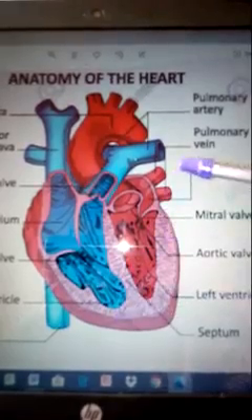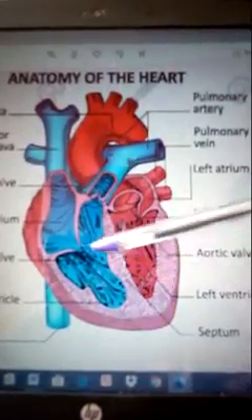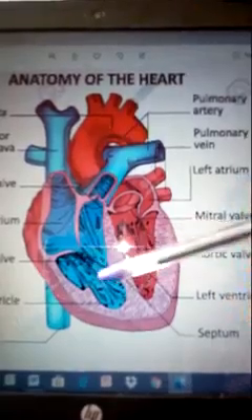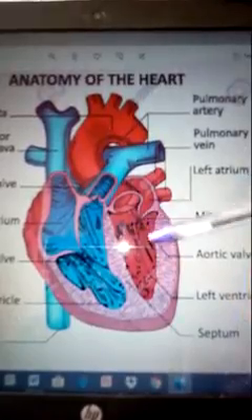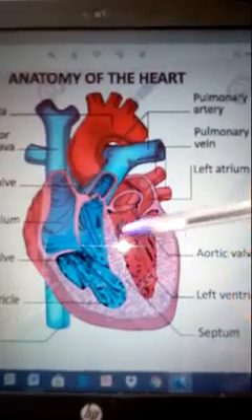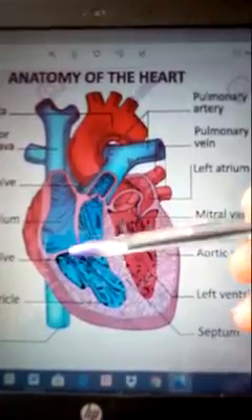I want you also to notice something. You will see, well, this is a diagram. You see some lines here. These lines represent what we call the chordae tendineae. They serve to hold the valves in place. Chordae tendineae hold the valve in place.